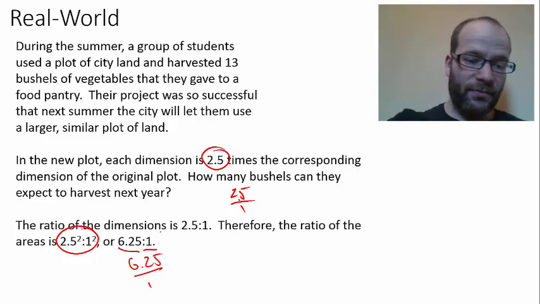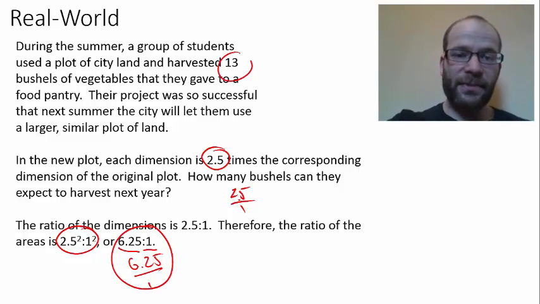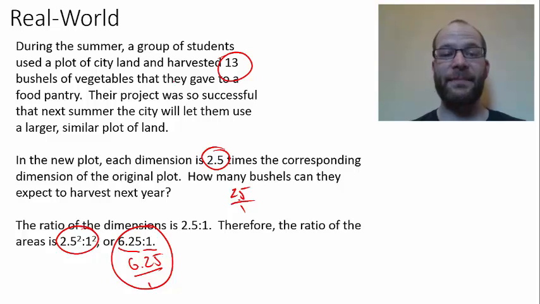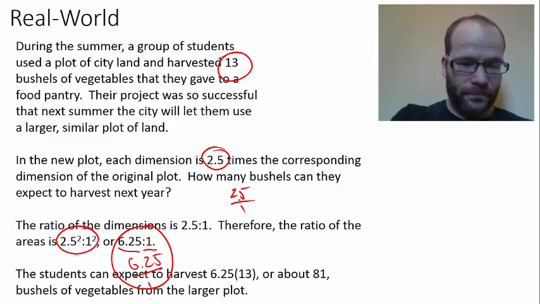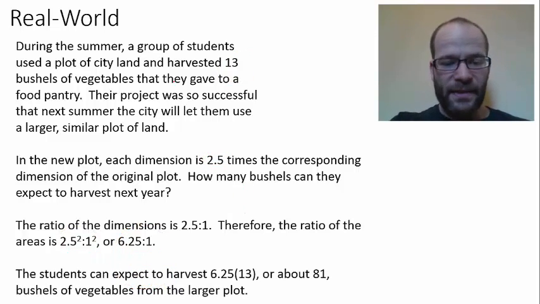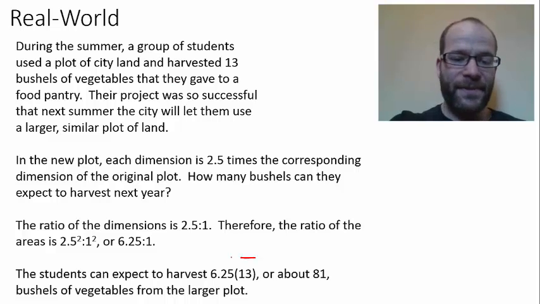Now we can compare those ratios to the amount of vegetables they harvested, assuming that they'll get the same yield per acre or yield per unit of area. And so we set that into a proportion. So the students can expect to harvest 6.25 times 13. Where'd that number come from? Let's write it out just to be sure.